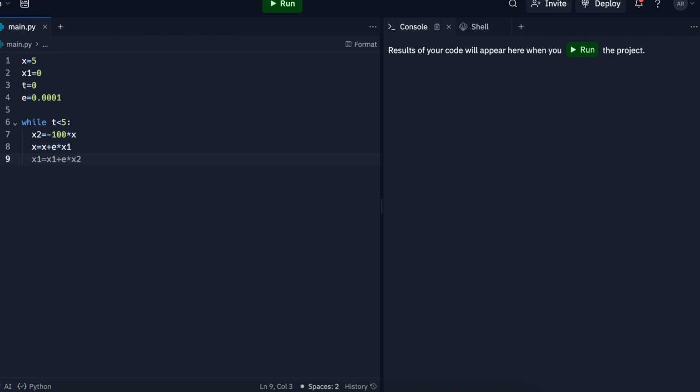This is notation, basically. And we also need to update the velocity. And in fact, the AI is even suggesting me what to write. And that is the thing that we're going to write. x1 is going to be the current value of x1 plus the time interval times the value of the acceleration. Okay? And this is it, in fact.